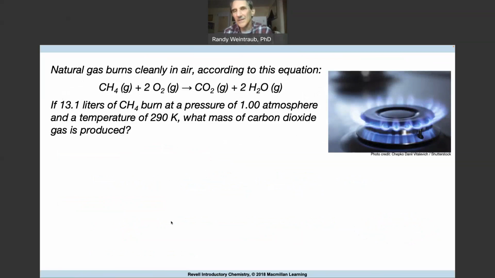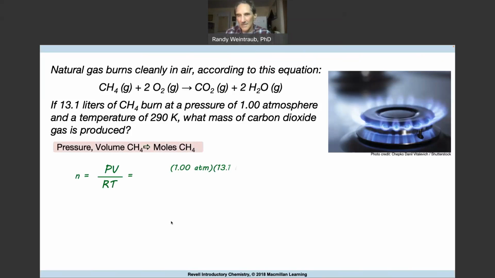Natural gas burns cleanly. If it burns cleanly, it reacts methane with oxygen to produce CO2 and water. If 13.1 liters of methane burn at a pressure of 1.00 atmosphere and a temperature of 290 degrees K, what mass of carbon dioxide is produced? In this question, we're given the pressure and volume. Our first step is to convert this to moles using the ideal gas law.